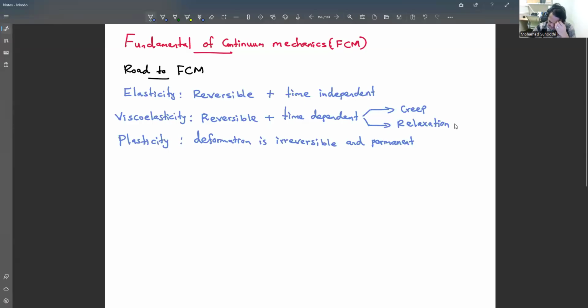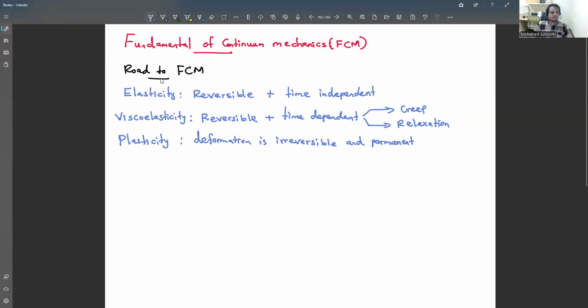There is a lot of work conducted regarding plasticity and viscoelasticity. There are many famous people, for example Saint-Venant, Levy, von Mises, Drucker-Prager, Prandtl, Tresca. There are many models available under their names, especially for plasticity. Okay, so these are the types of material behavior, right?